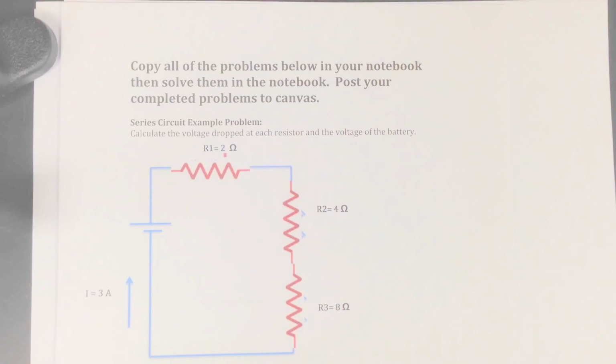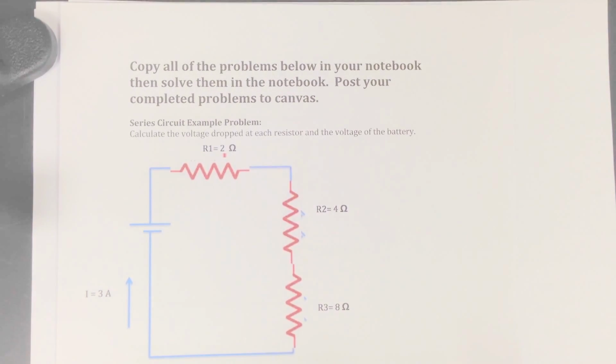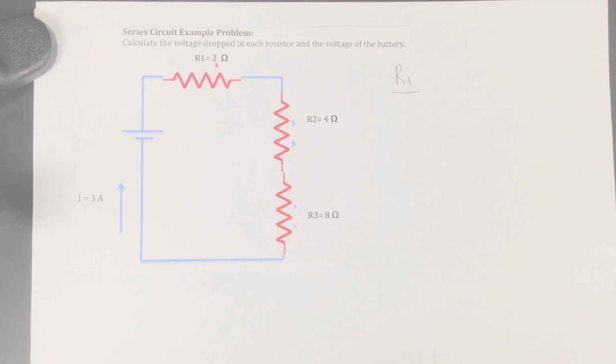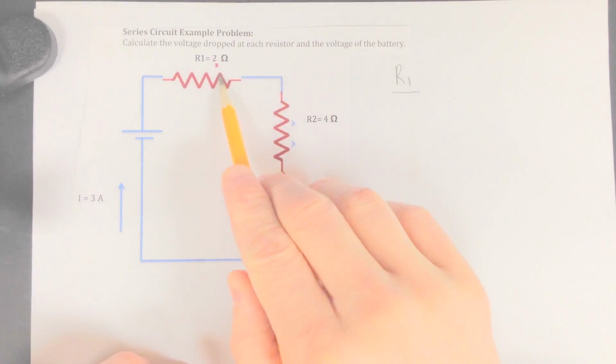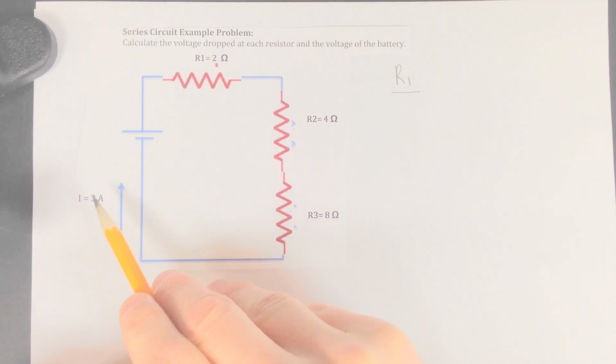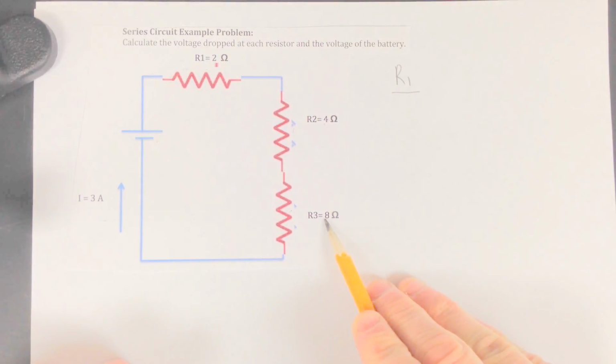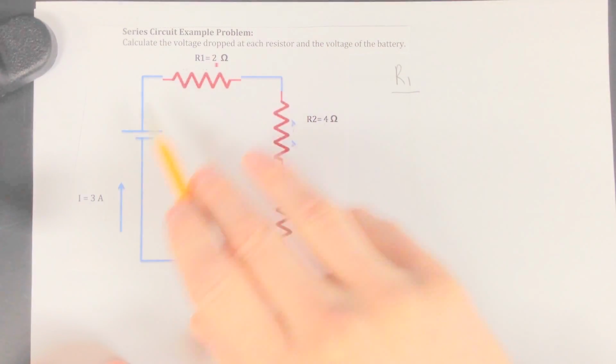So the first one is the series example problem. It looks like that when you open that document below the videos. Copy it in your notebook now, alright, from this picture right here, okay? So we have three resistors, should all be copied in your notebook, a battery here, and we could have an indication of a current flow, and they give us the resistance of each resistor. Alright, it's a series circuit, they're all in one loop.